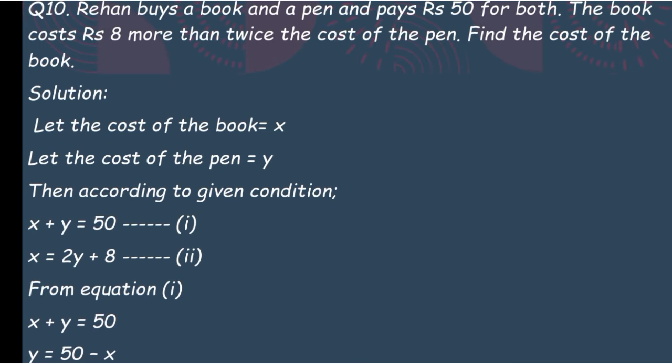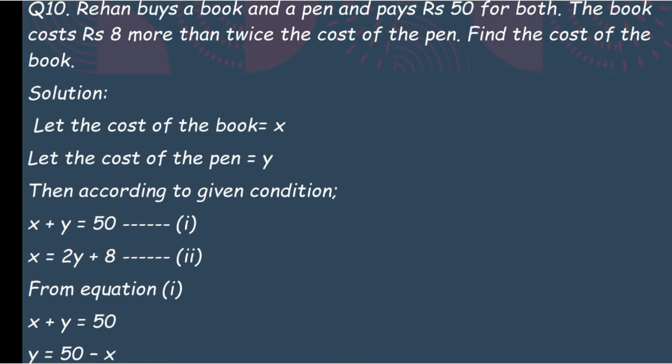Now question number 10: Rehan buys a book and a pen and pays rupees 50 for both. This means the sum of the cost of the book and the pen equals 50. Now the book costs rupees 8 more than twice the cost of the pen. Find the cost of the book. First we have to let the cost of the book and pen. Therefore I have written: let the cost of the book equal x and let the cost of the pen equal y. Then according to the given condition, the sum of both these prices is 50. That's why equation 1 is x plus y equals 50.